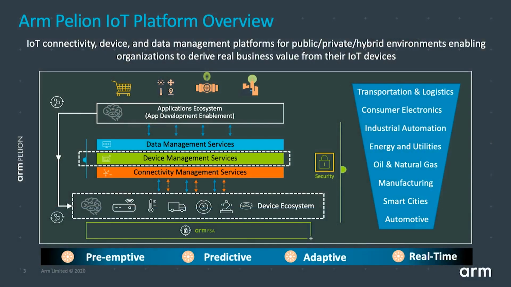So without further ado, I am going to talk about a few things and then we'll jump into the presentation. Just as a quick overview for everyone so that everyone remembers, the Arm Pelion IoT platform is an IoT connectivity service that has 3 sub-services: device management, data management, and connectivity management. Device management allows you to do remote firmware in-field updates. Connectivity management allows you to do SIM provisioning and connectivity as a service.